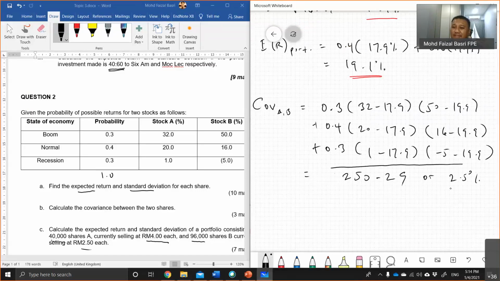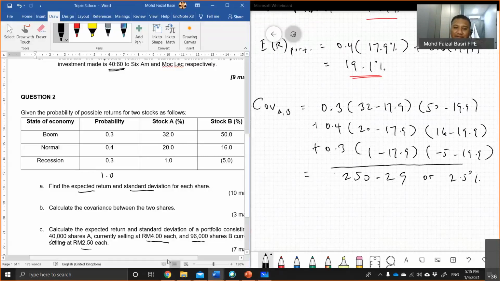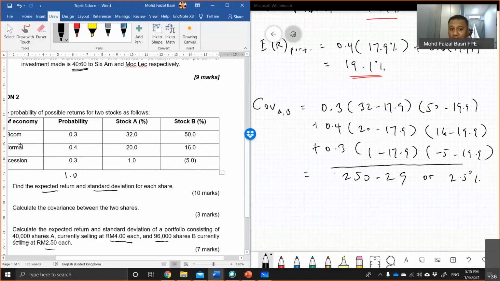So what does the 2.5% mean? The answer is positive, so this indicates that stock A and stock B have a positive relationship. You can actually see from the rates themselves that they are moving up together. Looking at the normal economy, the returns are 20 and 16% respectively. When the economy is going well, during boom time, both increase in their returns, but the rates of increment are different: the 20 goes up to 32%, but the 16 goes up even higher to 50%. But both move in the same direction. And during recession, both stock A and stock B drop in returns, to 1 and even -5. So even from this, before we calculate, we can predict it would be a positive relationship.